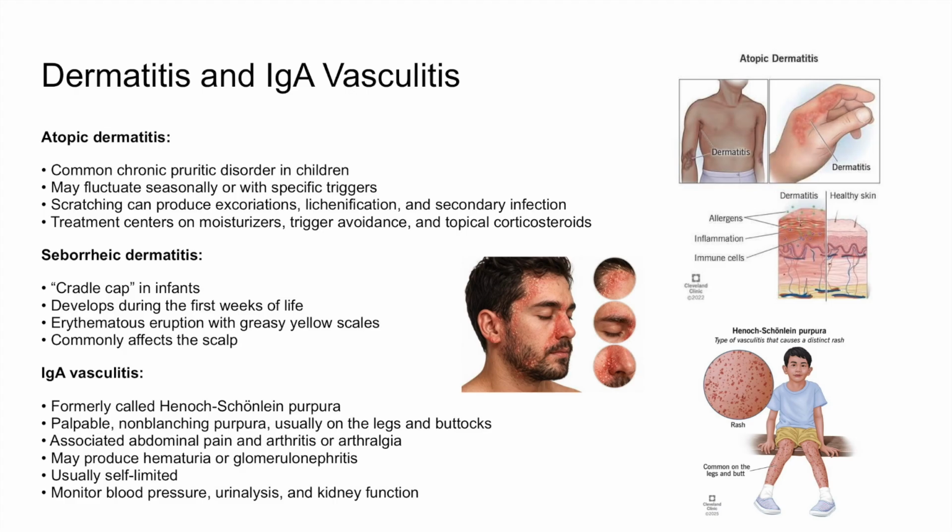IgA vasculitis, formerly Henoch-Schönlein purpura, presents differently, with palpable non-blanching purpura concentrated on the legs and buttocks, often accompanied by abdominal pain, arthritis or arthralgia, and hematuria. Most childhood cases resolve spontaneously, but blood pressure, urinalysis, and renal function require follow-up because kidney involvement determines long-term risk.